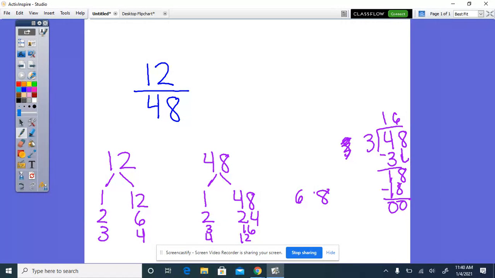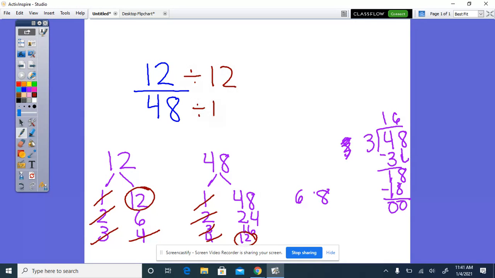So now we're going to circle the greatest common factor. Circle the biggest number, the greatest number that they both have in common. So in this case, obviously 1 is not the biggest. 2 is not the biggest. 3 is not the biggest. Neither is 4. So let's look here. It looks like 12 is the biggest that they have in common. Right? So I'm going to divide the top by 12, divide the bottom by 12, and I'm going to get 1 over 4.